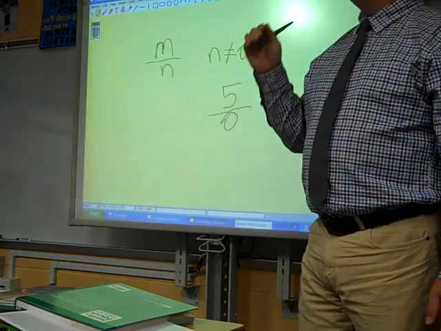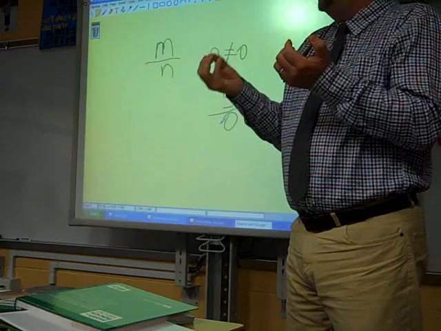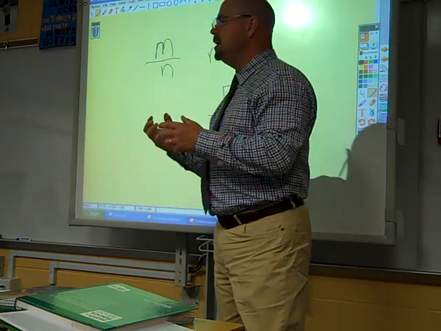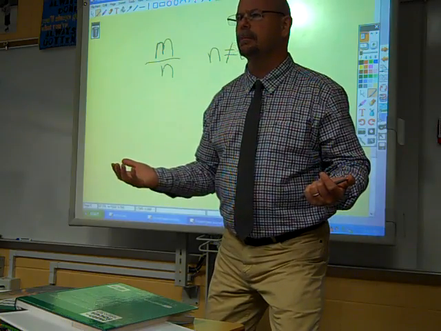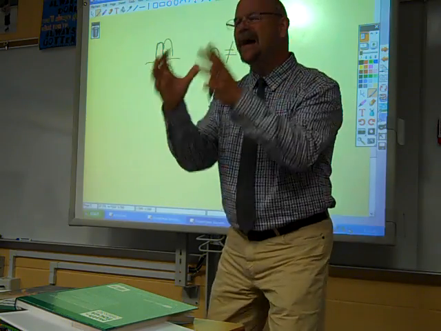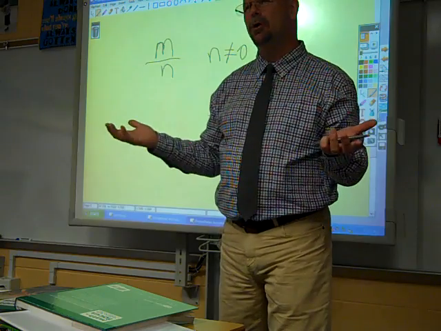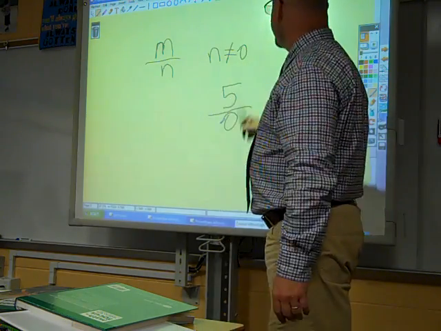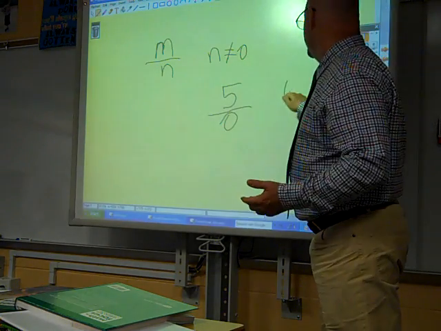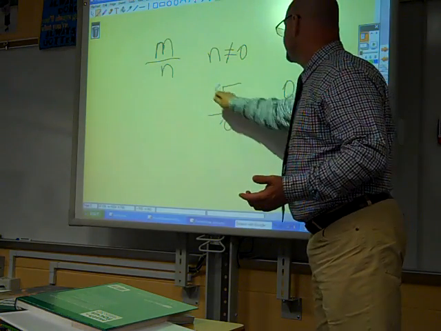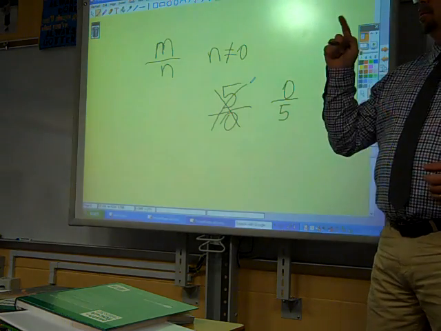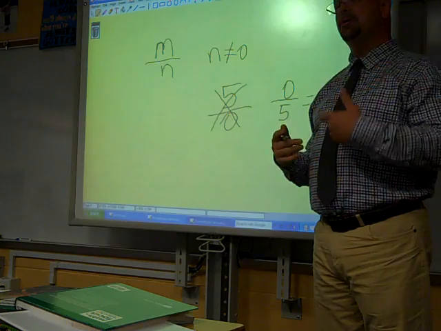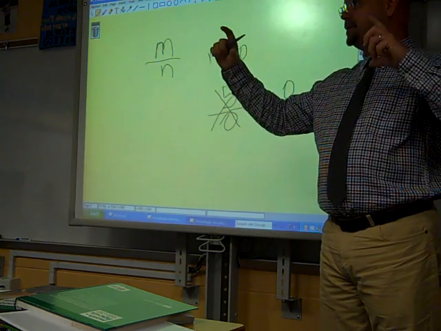Okay? And if you think about what that means, if you have 5 items and you want to divide them into 0 groups, I have 5 things that I want to divide into 0 groups. Exactly, that's why it doesn't exist. Okay? Now, what's 0 divided by 5, by the way? 0. So there's a real quick way that I use to remember what I'm allowed to do and what I'm not allowed to do.